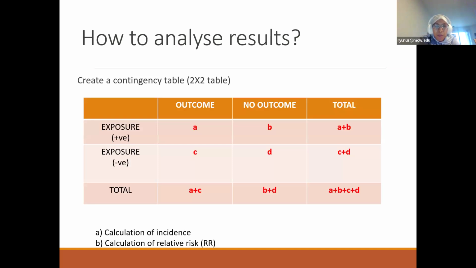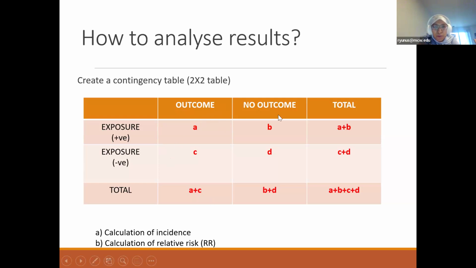Now, how do you analyze results that you obtain from a prospective cohort study? First of all, the fundamental idea is the same. You still construct a 2x2 table, okay? And if you see here, the table looks the same. There's no difference between this table and the 2x2 table that we had in the case control study.